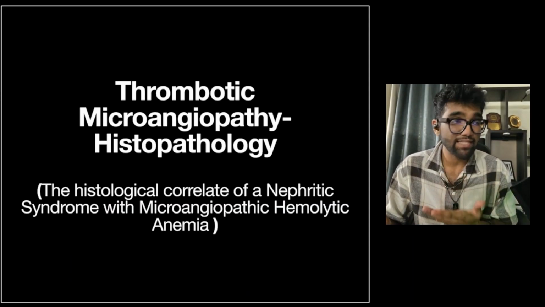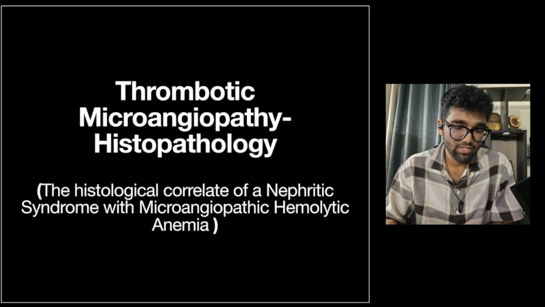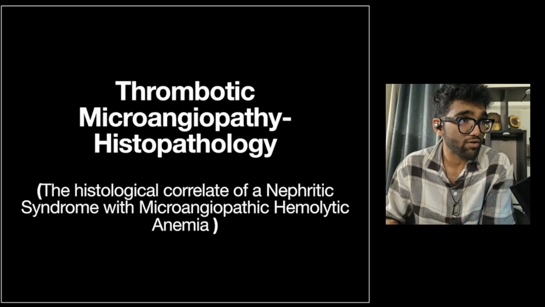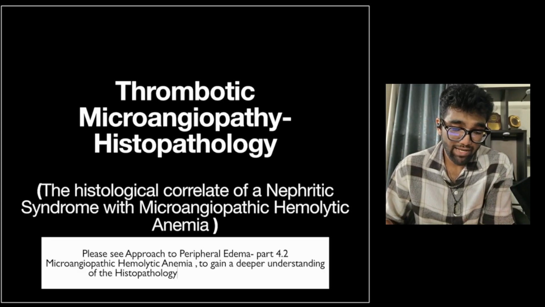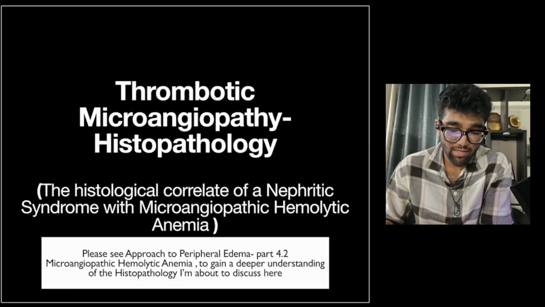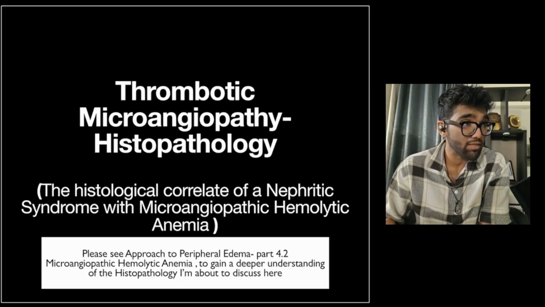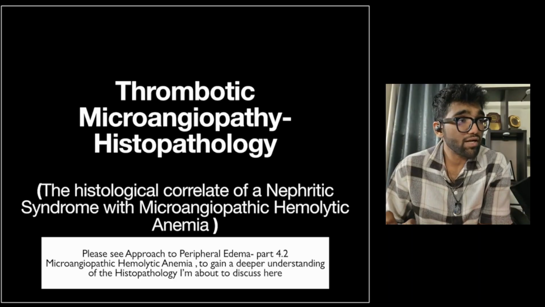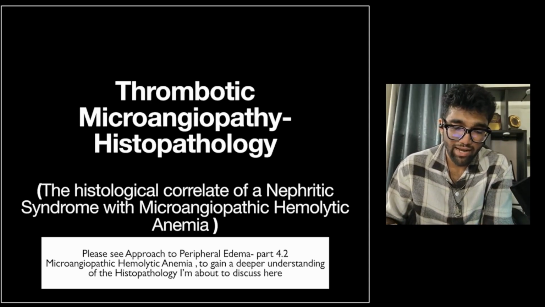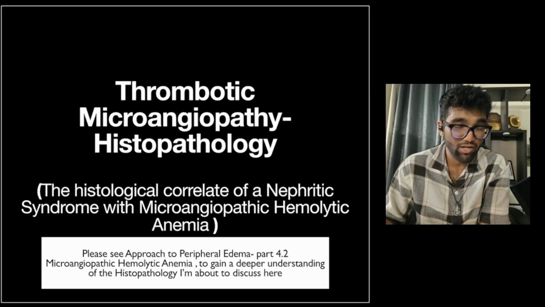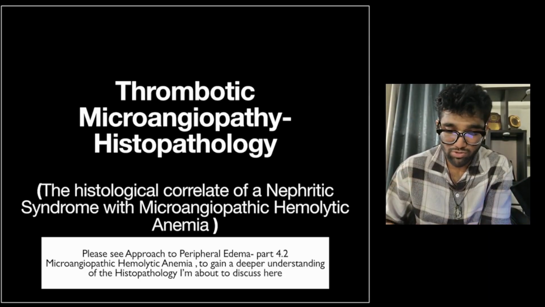Now, moving ahead to the next entity, that is your thrombotic microangiopathy on histology. So, the histological correlates of nephrotic syndrome with a microangiopathic hemolytic anemia on clinical presentation. Again, I would urge you to see the approach to peripheral edema, part 4.2, that is your microangiopathic hemolytic anemia, to gain a deeper understanding of what I'm about to discuss in histopathology. Again, the two discussions standalone are not complete, but once taken together, you will get a detailed and rich understanding of the process.